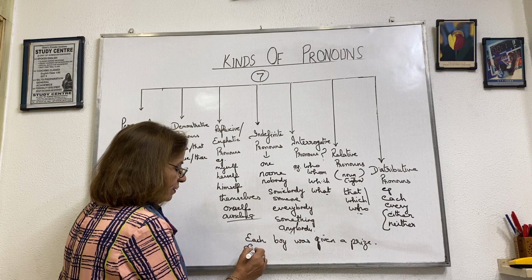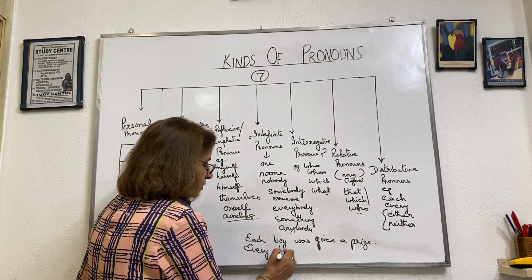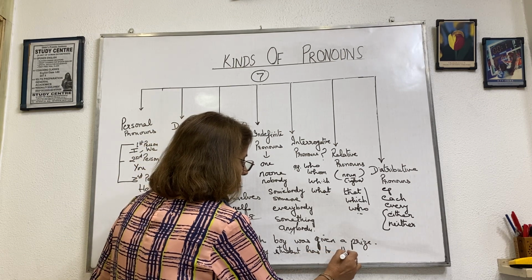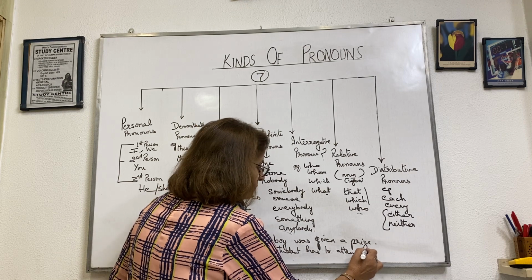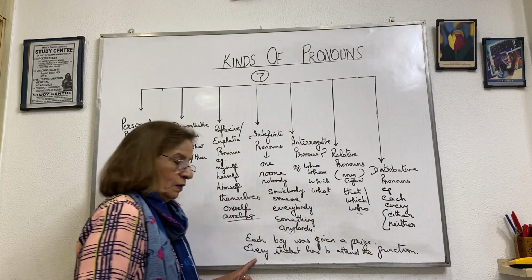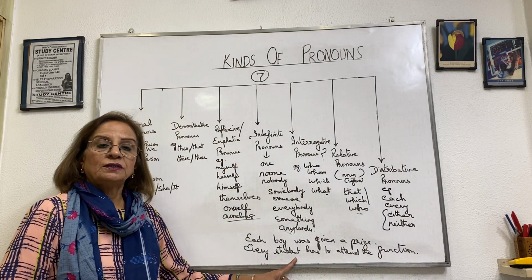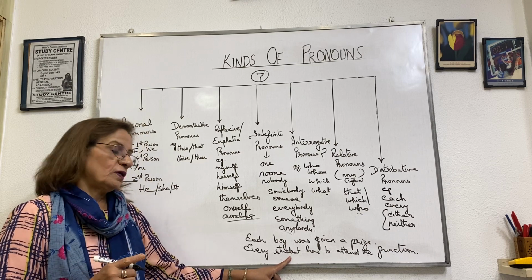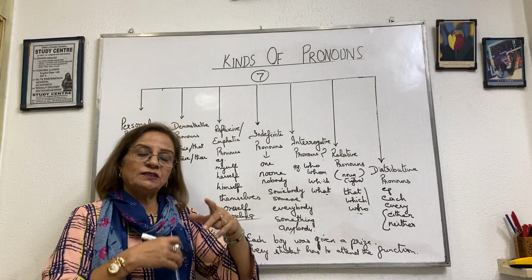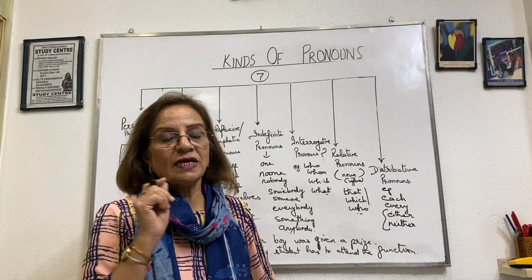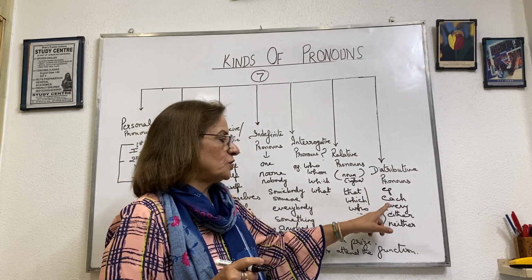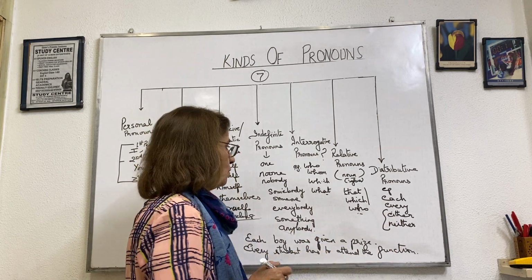Take the example of every. Every student has to attend the function. So we are using it with a class noun in the singular form. Every student has to attend the function means there are many students, but each one of them has to attend. So we use distributive pronouns each, every, either, neither, and so on.